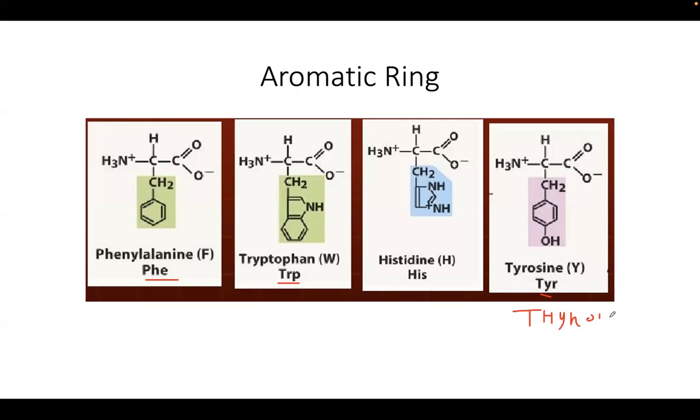Now, which of these amino acids is the precursor of catecholamines, such as epinephrine, norepinephrine, and dopamine? It is tyrosine. Now, which is the precursor of vitamin B3 or niacin? Very good. Tryptophan is the precursor of niacin or vitamin B3.